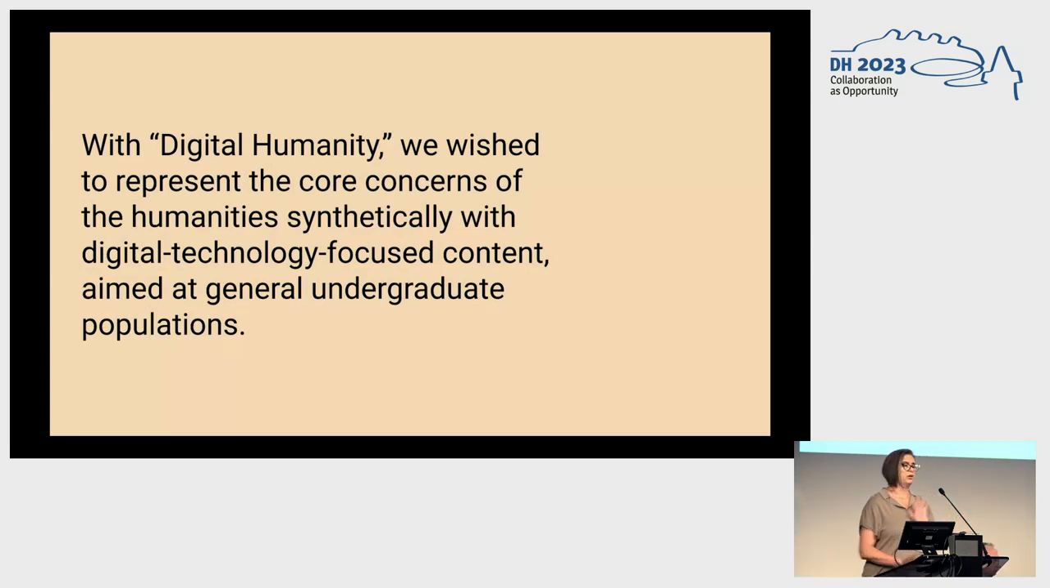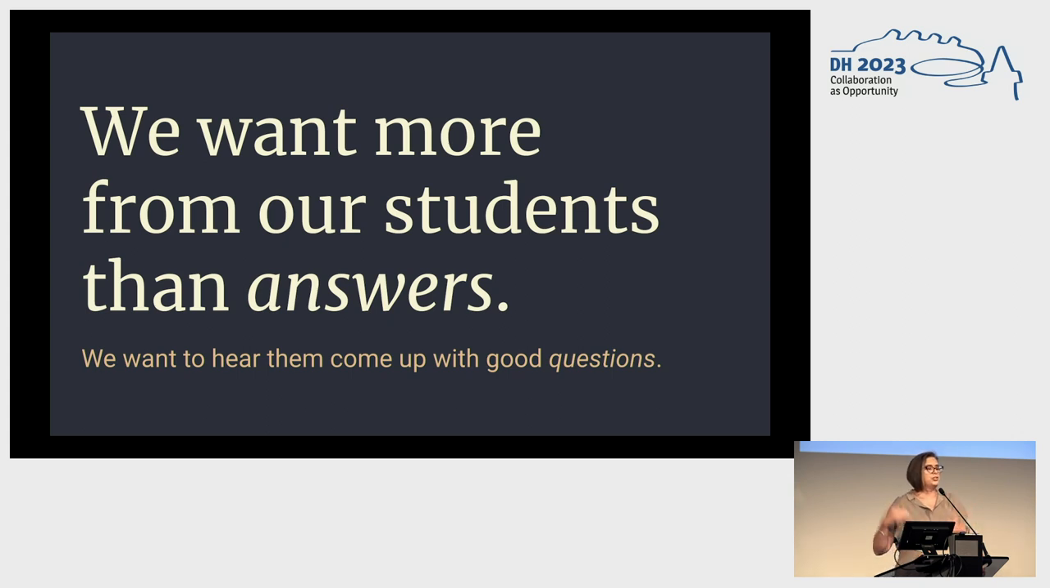We want to represent the core concerns of the humanities, using digital computing as our content, but then also asking students to use computing to express, publish, and sometimes even analyze their own findings. We want more than just answers. The computer's going to go ding, right? We want more than just answers from them. What we want is to hear them come up with good questions. These are the process questions rather than the product-focused modes of our inquiry.